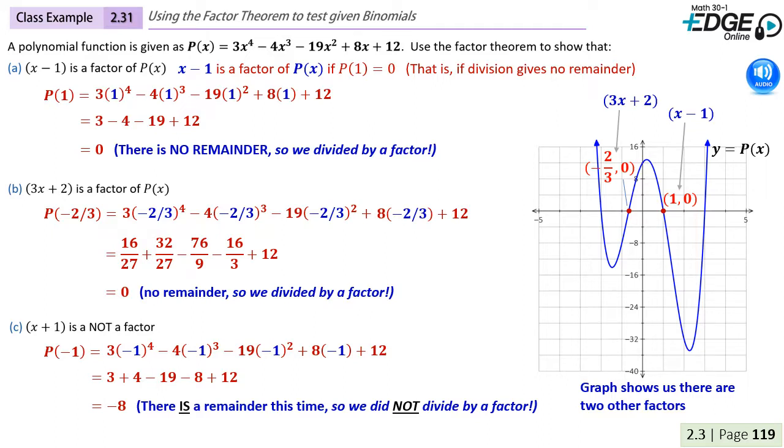We will not find them here, but if we did factor out the x minus 1 and 3x plus 2 using long division or synthetic division from the original polynomial, we would have a remaining quotient that would be quadratic, so degree 2, and we could factor that to find the remaining 2. Otherwise, we could play some guess and check games, trying values until we found other factors which gave a remainder of 0.